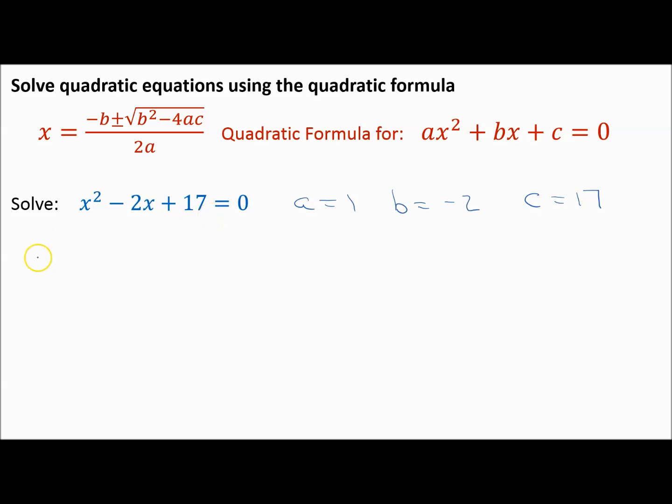Now let's plug into our formula. So I have x equals negative b, so the negative of a negative 2, plus or minus the square root of b squared. So it's negative 2 squared.